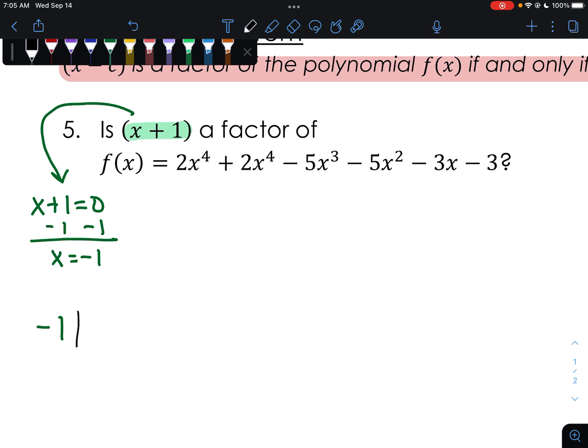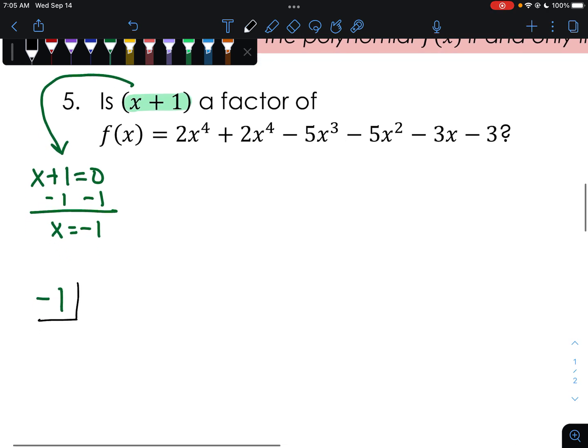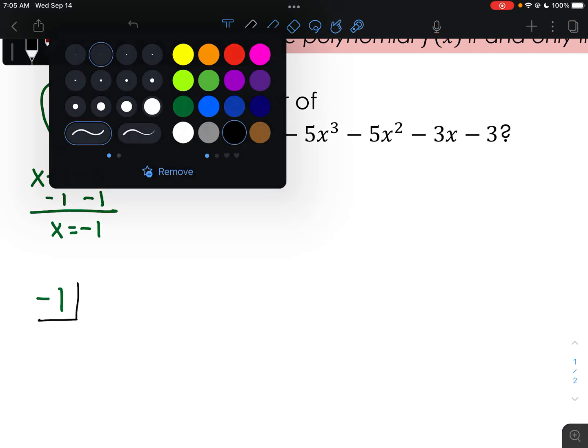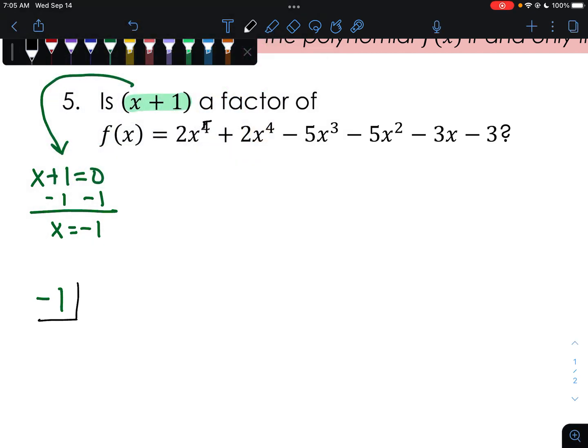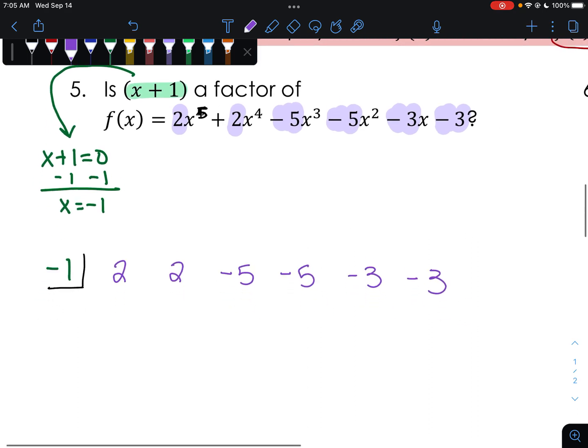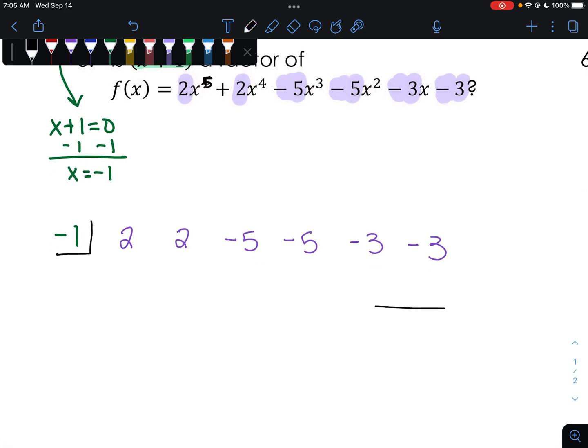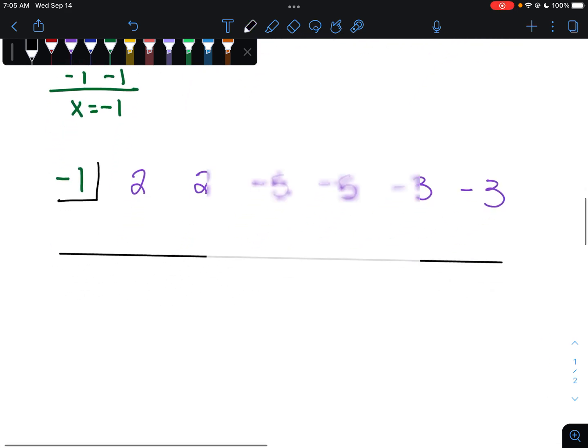We're using synthetic division. I check my terms. I see I do have a typo. Okay, this right here should be a 5. I think it's fixed on your paper. If not, make sure you fix it. So I double check. I have 5, 4, 3, 2, 1, and no x. So I'm not missing anything. So I'm going to list my coefficients: 2, 0, negative 5, 0, negative 3, and a constant. I leave some space underneath and I draw my line. And I go and do synthetic division.